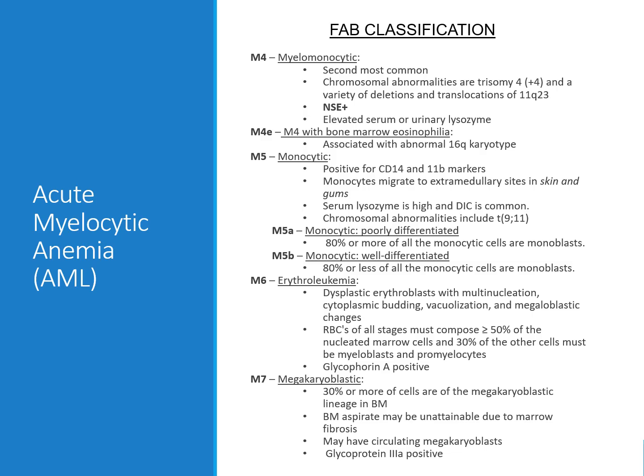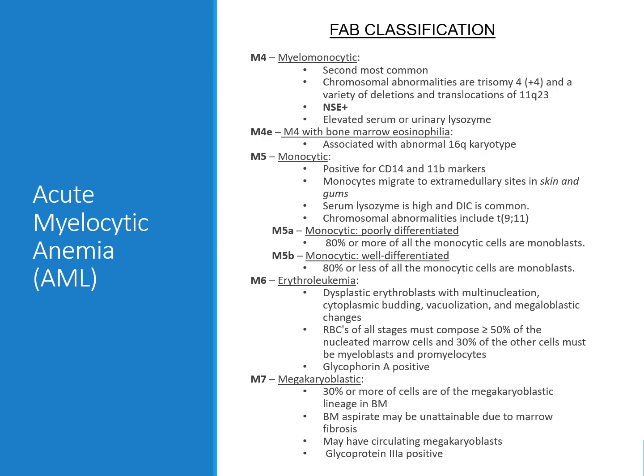Okay, so this is going to be our second most common classification in terms of M4. We see some other chromosomal abnormalities, trisomy 4 and plus 4, and a variety of deletions and translocations on 11q23. This is going to be non-specific esterase positive. And we might see elevated serum or urinary lysozyme in this classification of AML.